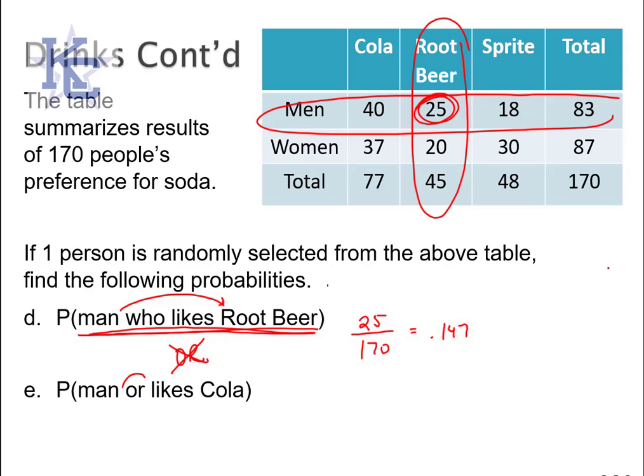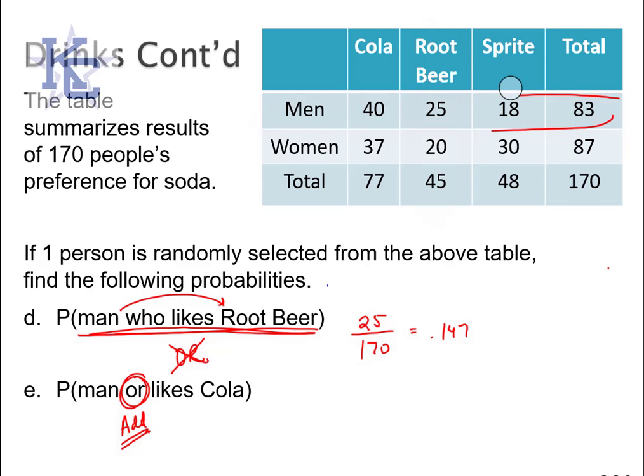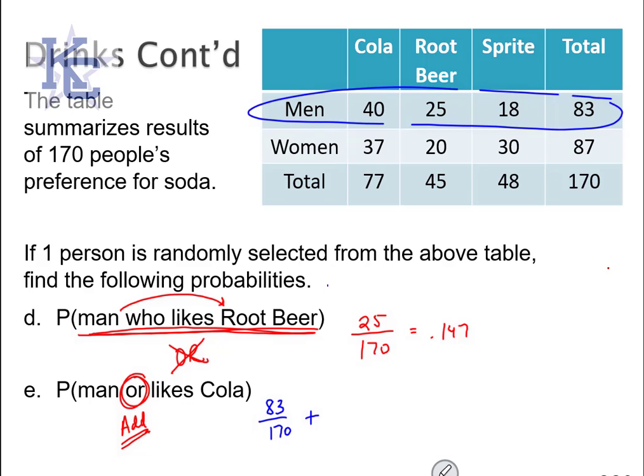But then notice in part E, we do have the word or. So we know we're going to add all the men. I'm going to erase my chart here. It might help to write your chart in your notes, or you can even print it out on your homework. So all the men would be a total of 83 out of 170 plus all the cola, 77 out of 170. Then you're going to ask yourself that question. Are there anybody in both categories? An and, an overlap? And again, the table makes it really obvious.